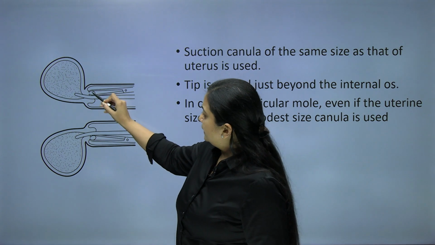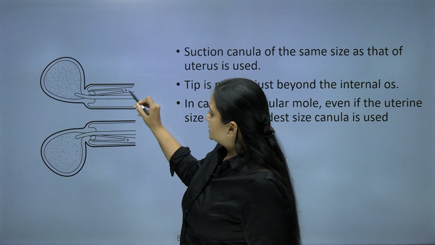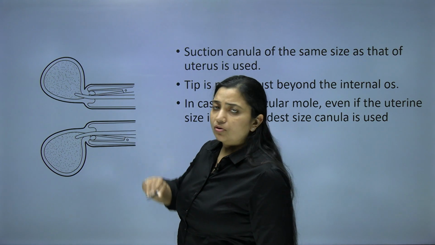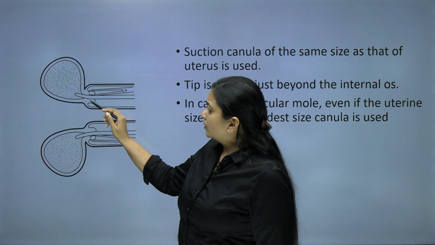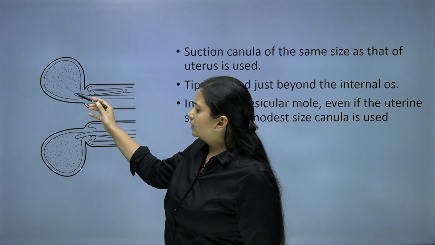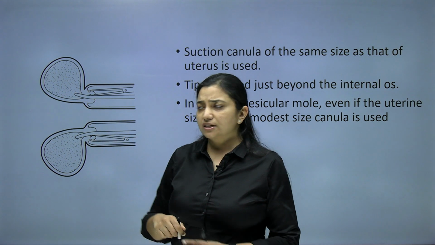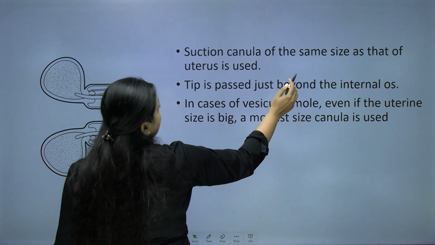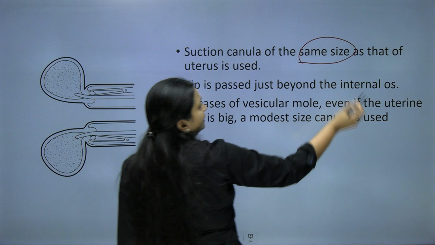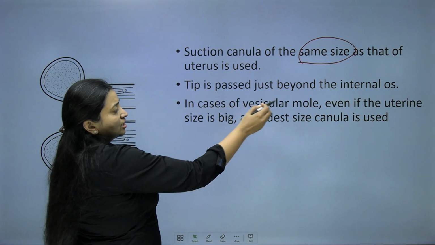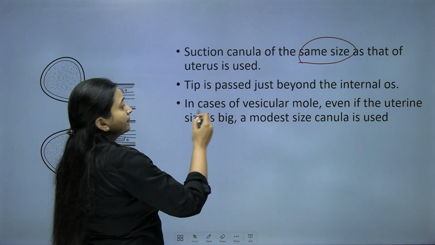So here the anterior lip is stabilized with a volsellum and we have put the cannula inside. It passes just beyond the internal os. Here important is we don't want to go till the fundus. Just beyond the internal os you go and just turn on the suction. It will suction out everything. So of the same size as that of the uterus we take the cannula, 8 weeks pregnancy, 8 number cannula. Tip is passed just beyond the internal os.